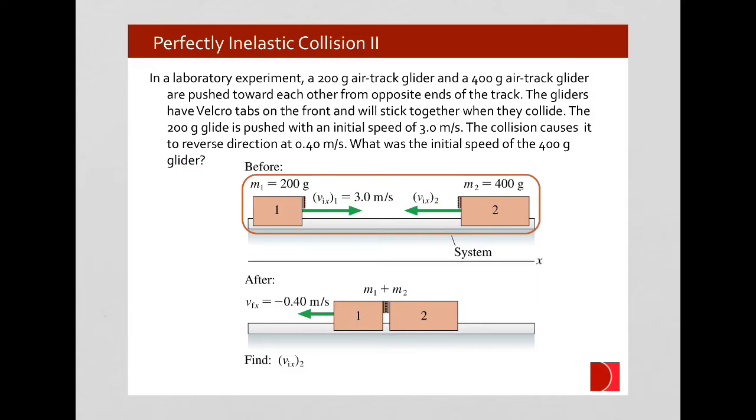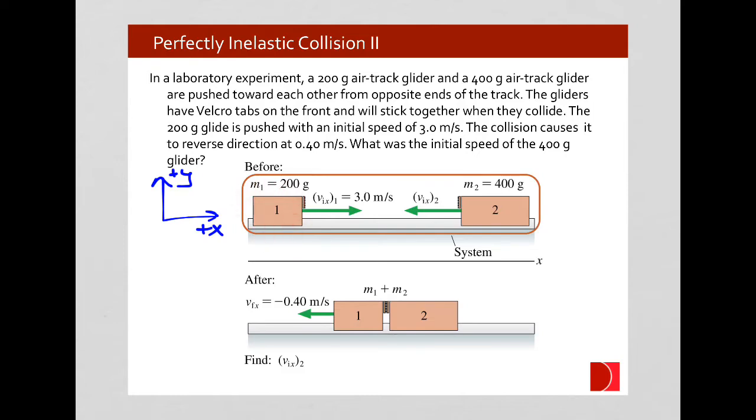So this is the situation that we're imagining. We have a 200-gram glider that's pushed on a track in one direction, a 400-gram glider that's pushed in the opposite direction. We're not told which direction is which, and it really doesn't matter very much. So we're going to go with our standard convention for our x and y coordinates. If it turns out that these directions were flipped around, it would just be a negative sign on the velocities.